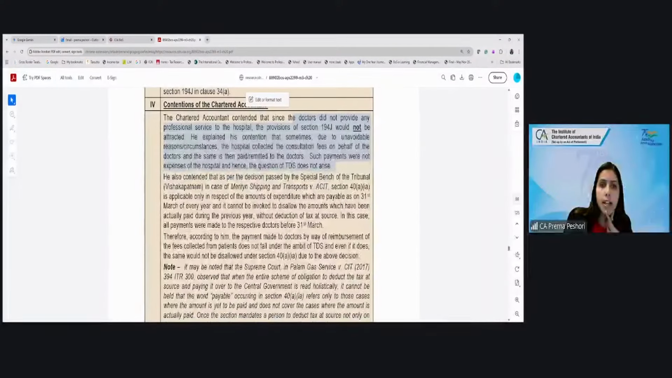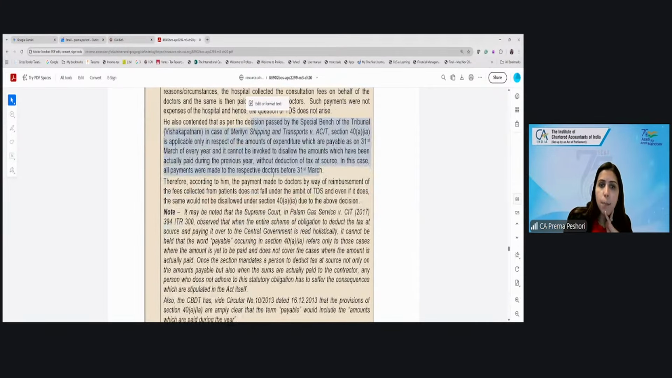He also contended that as per the decision of the special bench of the Visakhapatnam Tribunal in the case of Maryland Shipping and Transport, Section 40A(1)(a) is applicable only in respect of the amount of expenditure which is payable as on 31st March of every year and cannot be invoked to disallow the amounts which have been actually paid during the previous year without TDS. In this case, all payments were made to the respective doctors before 31st March. Therefore, according to him, the payments made to doctors by way of reimbursement of the fees collected from patients do not fall under the ambit of TDS. Even if they do, the same would not be disallowed under 40A(1)(a) due to the above decision.